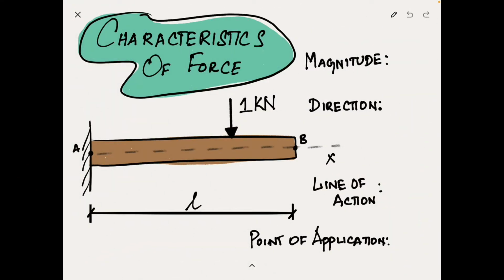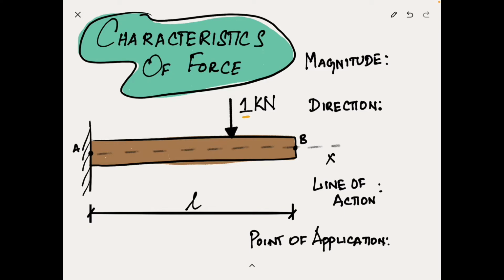For that, I need to define these four parameters for the force: magnitude, direction, line of action, and point of application. Let's look at this example and characterize this force of 1 kilonewton. In this example, we have a cantilever beam. What is a cantilever beam? A beam which is fixed at one end and free at the other. A typical example of a cantilever beam is a balcony in an apartment.